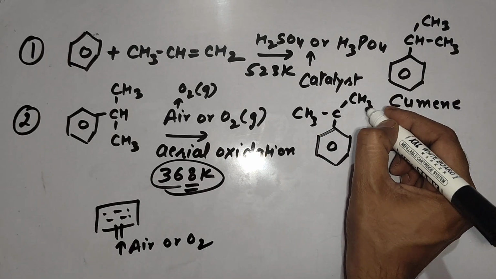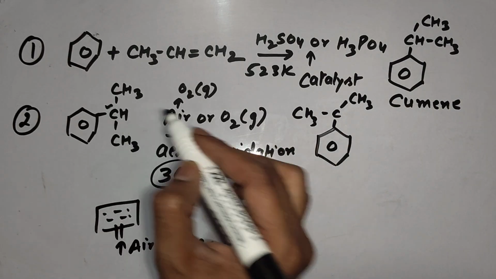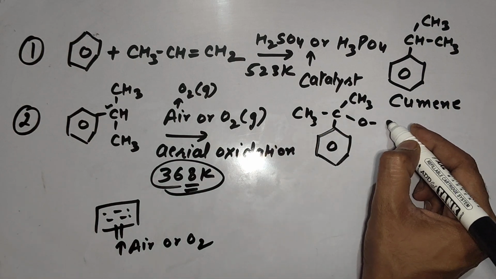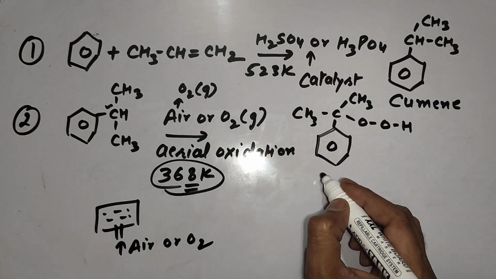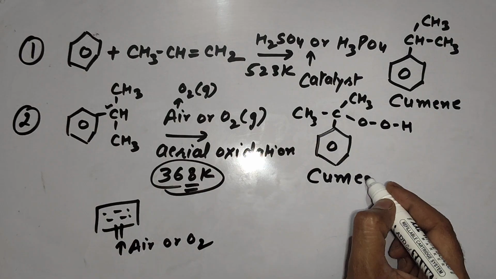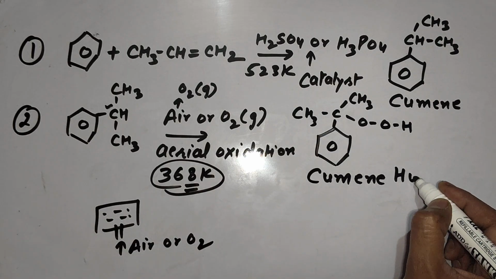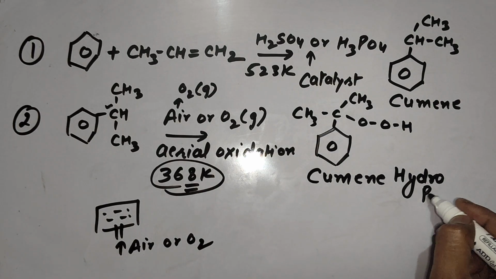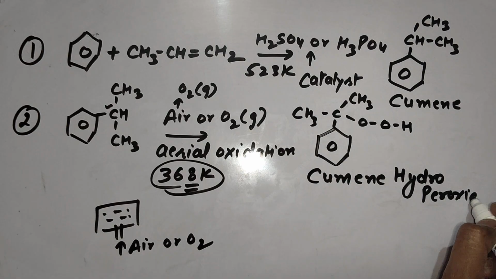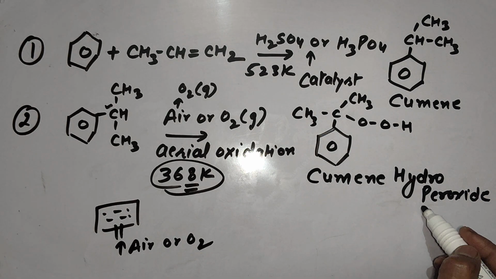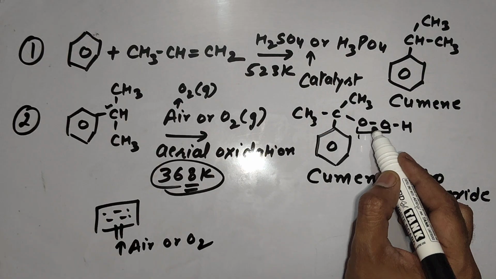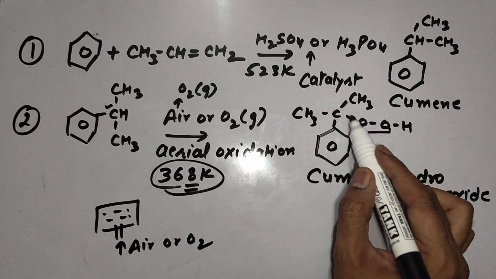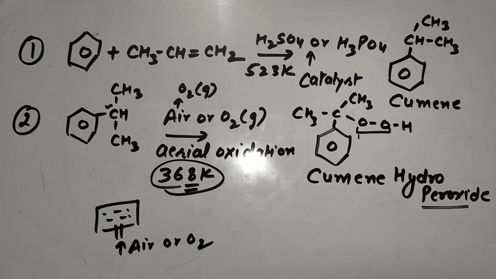This CH3 will remain unaffected. This central carbon will be attacked by oxygen. 2 oxygens will join it like this. This compound is known as cumene hydroperoxide. Peroxide means this functional group: 2 oxygens with a single bond, and on this side another group, on this side another group. Peroxide.